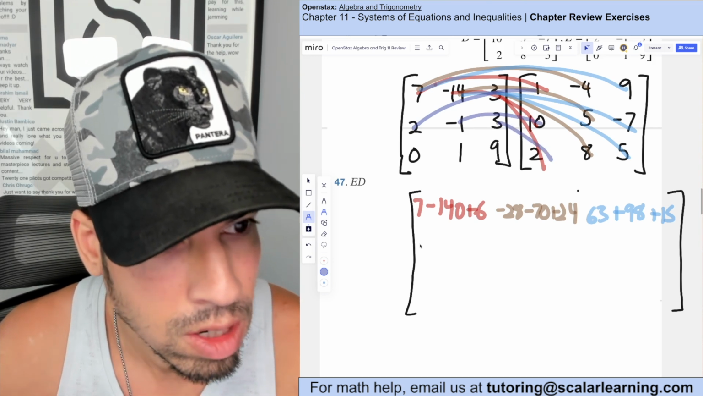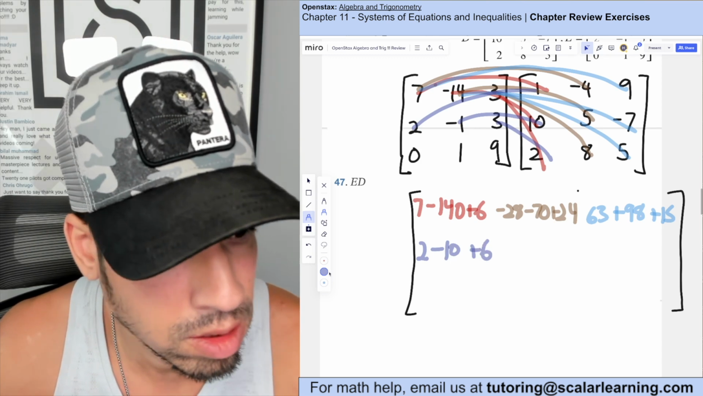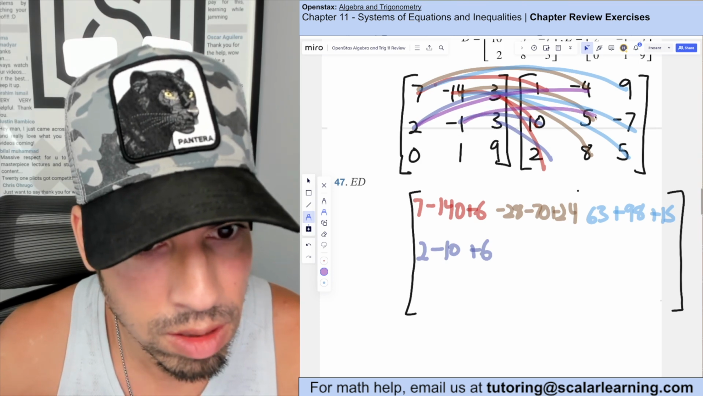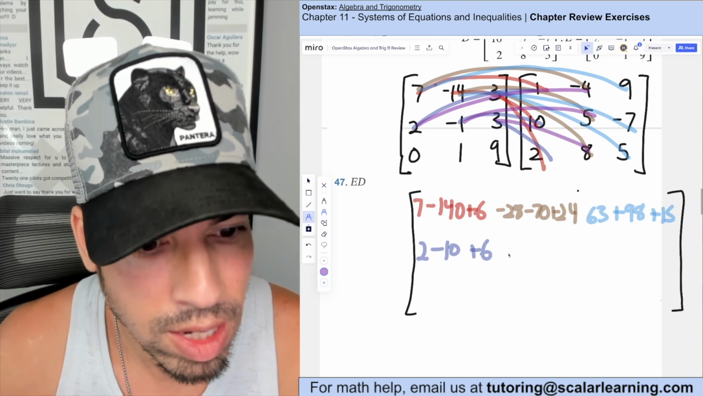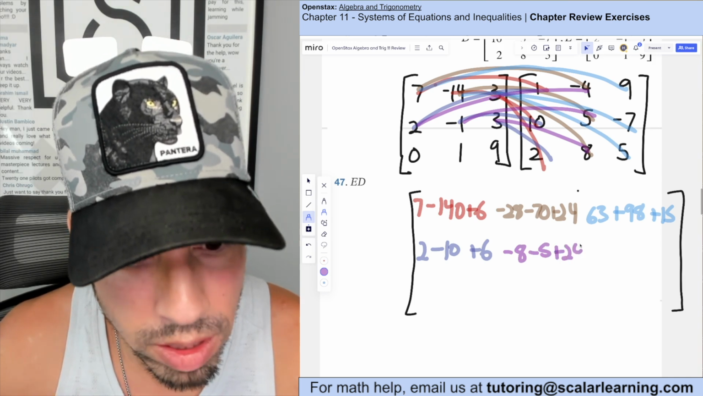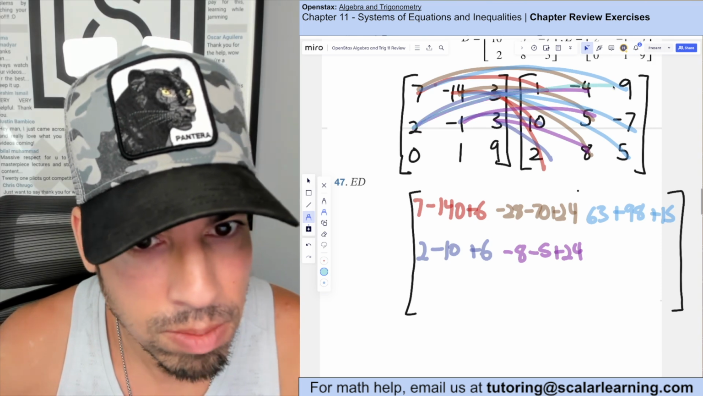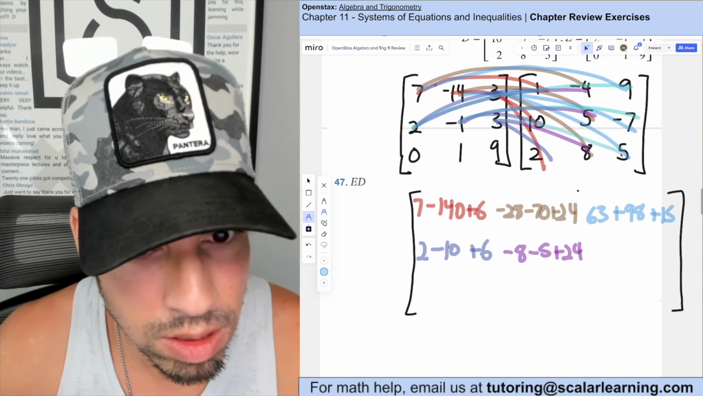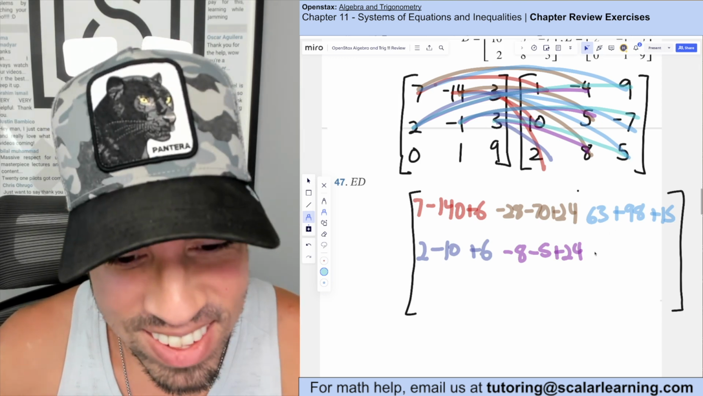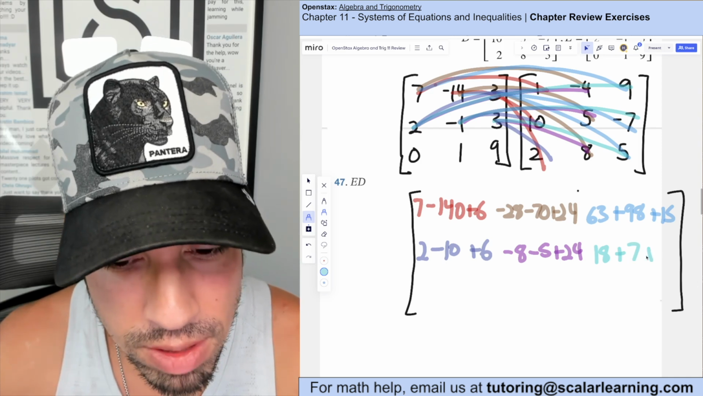So that is 2 minus 10 plus 6. Next, we have this times this plus this times this plus this times this. So that is negative 8 minus 5 plus 24. And then we go this times this plus this times this plus this times this. Or that plus that times that, sorry. And then we got 18 plus 7. 3 times 5 is 15.